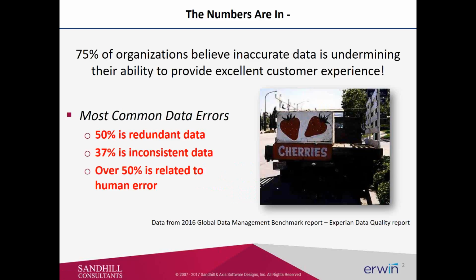global data management, data quality report from Experian, they noticed that 75% of the organizations surveyed believed inaccurate data is undermining their ability to provide excellent customer experience, as well as affecting their business decision making. Some of the most common data errors are 50% of the data is redundant, 37% of the data is inconsistent, and over 50% is related to human error. Looking at the picture, this is part of the problem. Our mission is to get this trend to go lower, not higher.